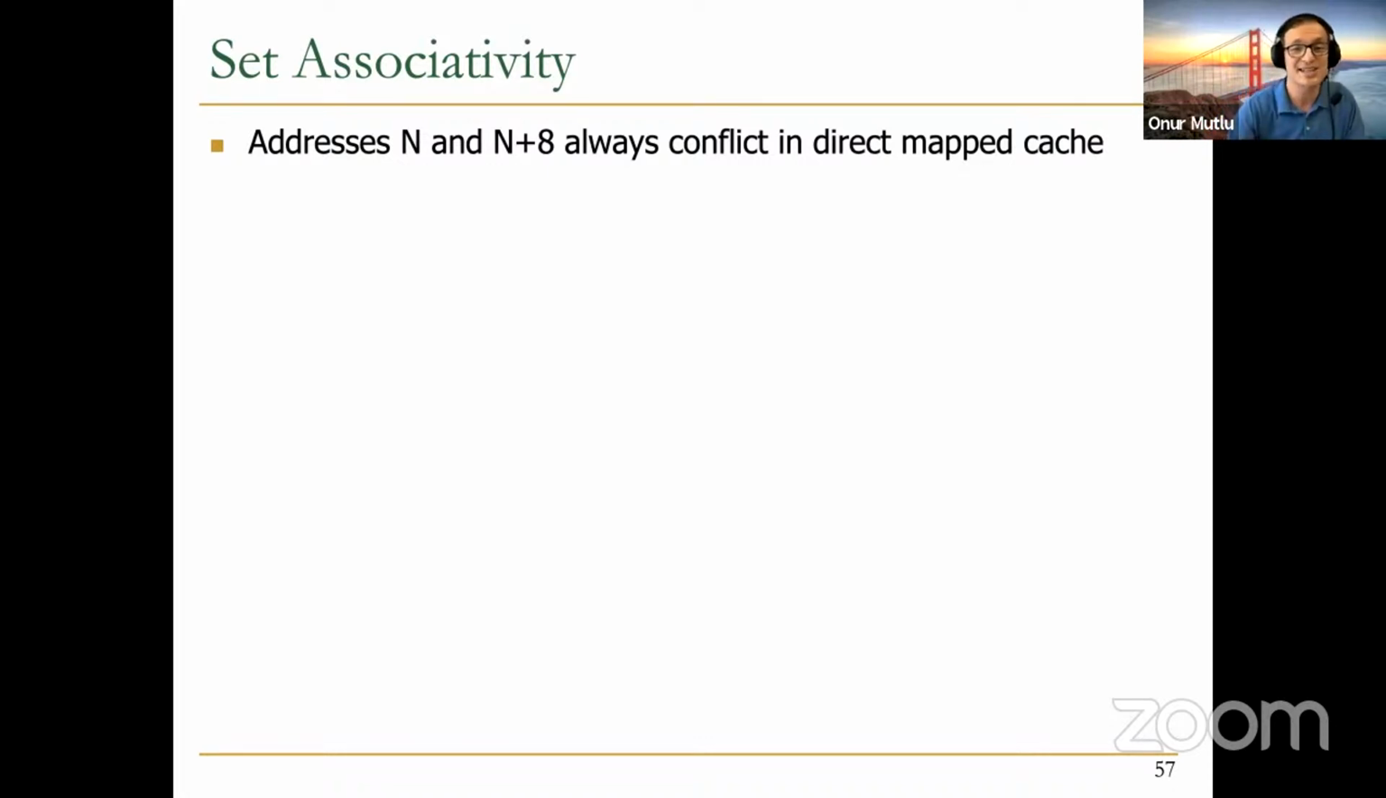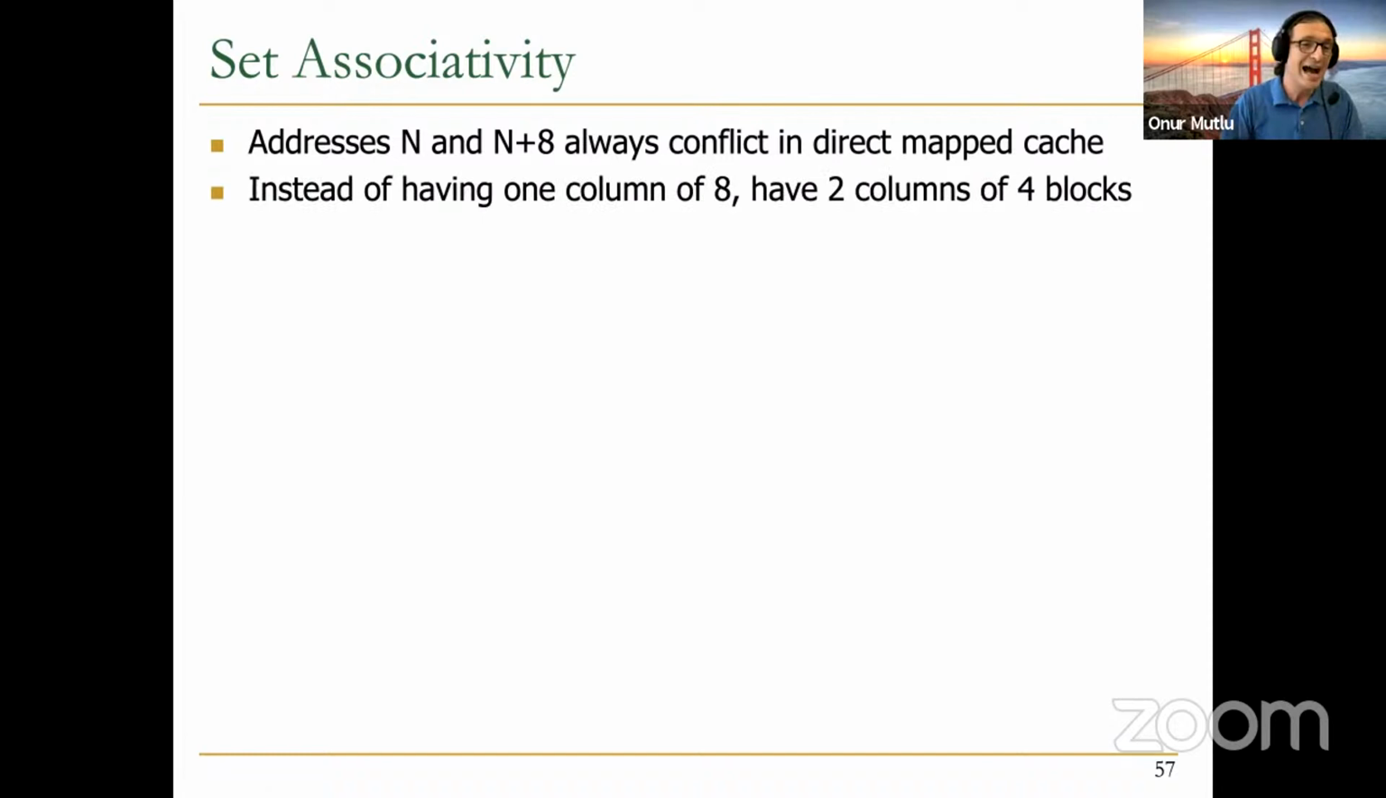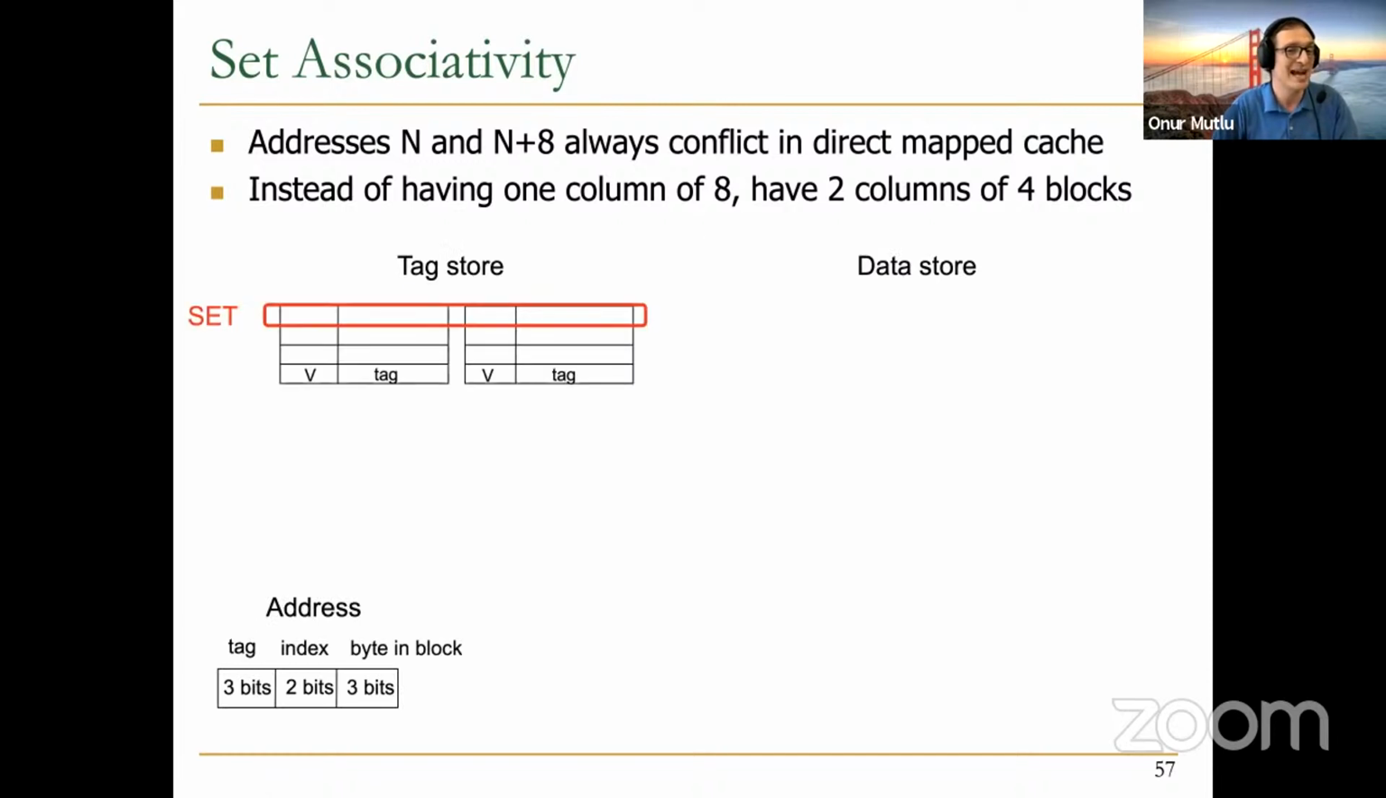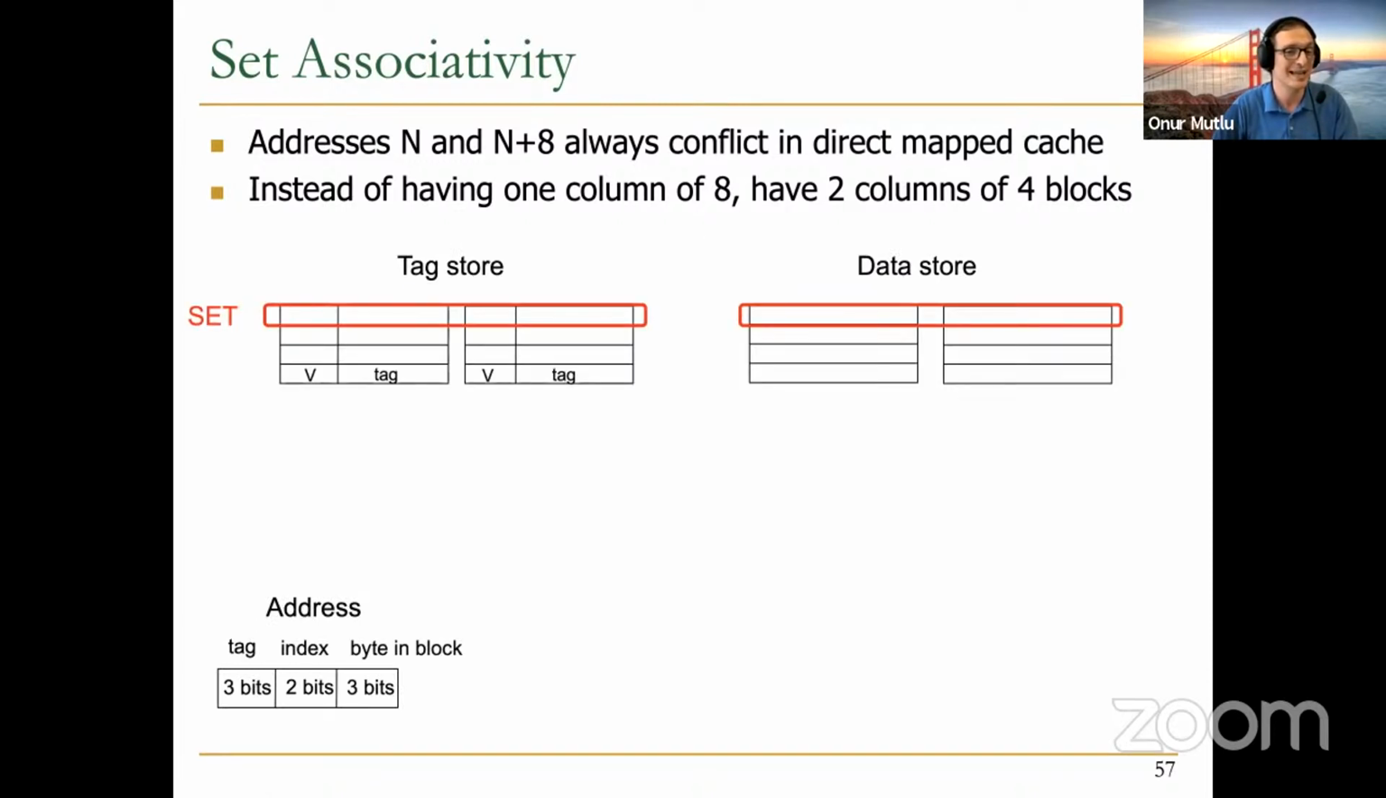So the problem was addresses n and n plus 8 in our toy memory always conflict in the direct map cache, right? How do we avoid those conflicts? So what we had was a mapping function of a column of 8, and one index can go to only one location. Why not enable one index to go to two possible locations? So in other words, if you think hardware, instead of having one column of 8 possible blocks, have two columns of 4 possible blocks. So now I'm going to make my tag store look like this, and the data store also look like this. So I'm going to make my index bits smaller.